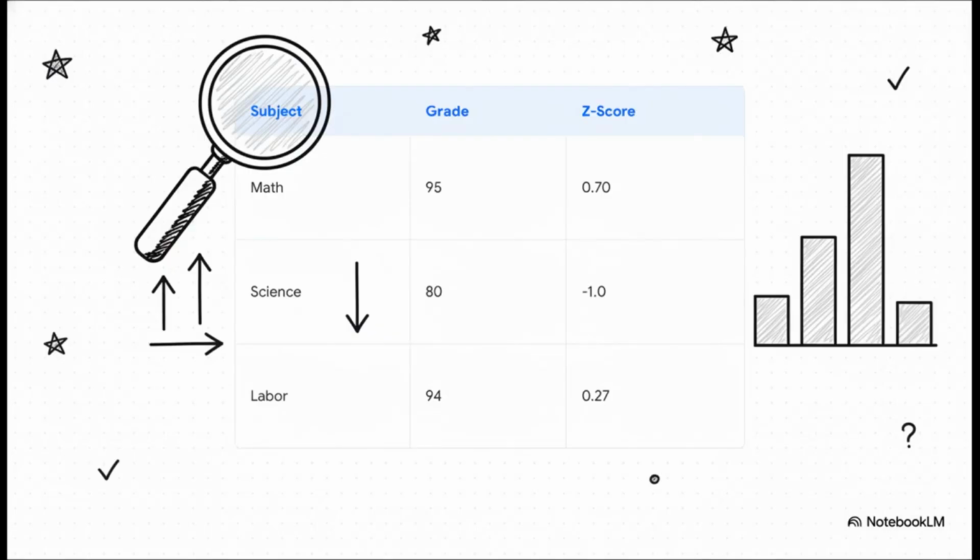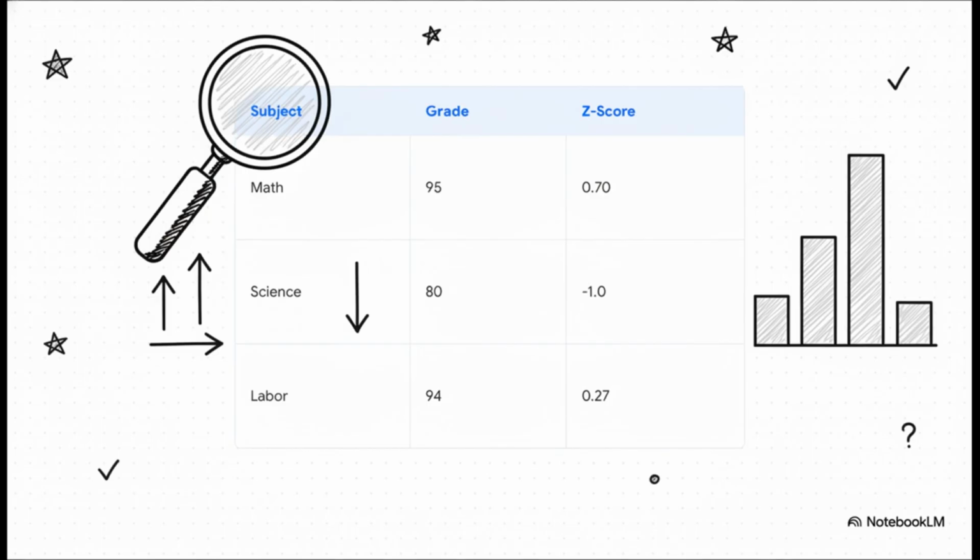The truth is, raw test scores can be incredibly deceiving. That's why understanding standard deviation is so vital. Let's look at a specific student. We'll call him James Mark. In math analysis, he scored a 95. In labor management, a 94. And in natural science, an 80. If you just glance at the raw grades, math and labor management look like his strongest subjects, practically tied, right?